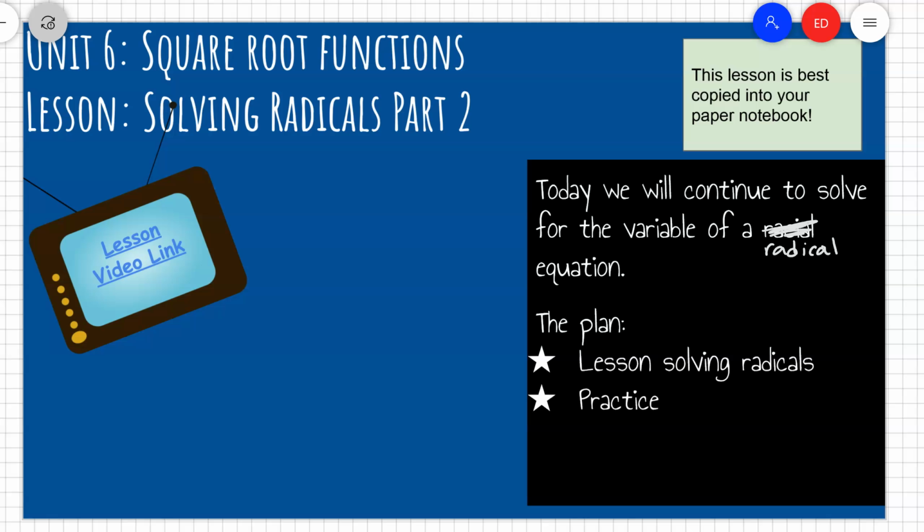This is Solving Radicals Part 2, part of the Unit 6 square root functions. Today we're going to continue to solve for variables in a radical equation.